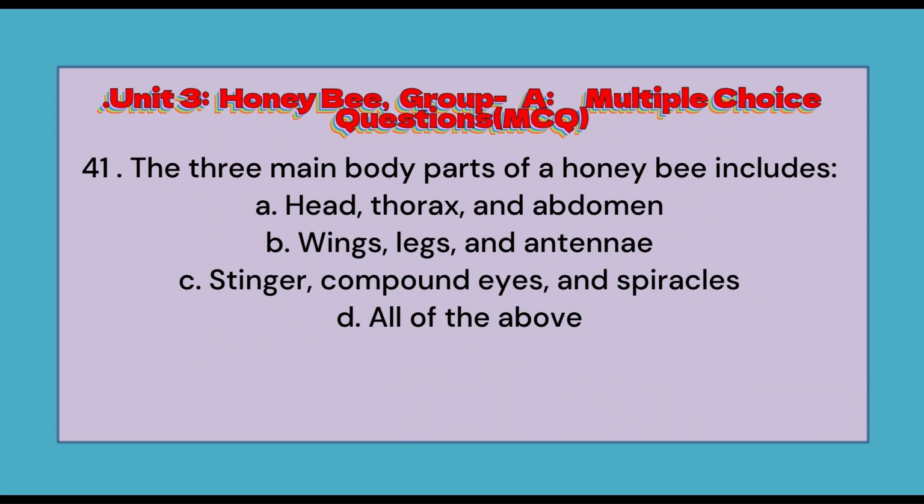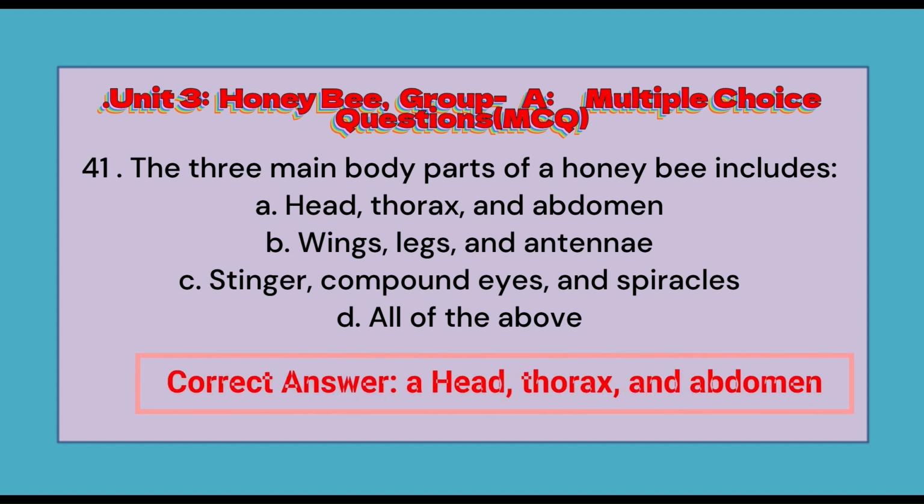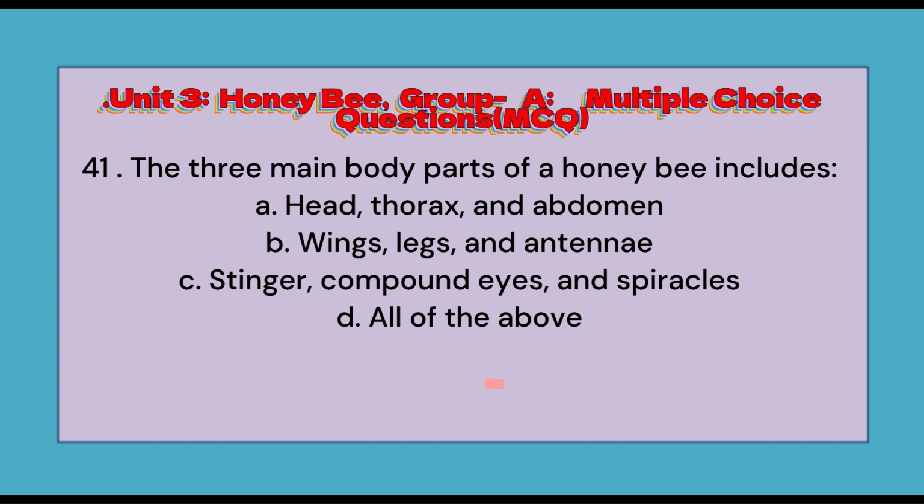41. The three main body parts of a honey bee include: A. Head, thorax and abdomen. B. Wings, legs and antennae. C. Stinger, compound eyes and spiracles. D. All of the above. Correct answer: A. Head, thorax, and abdomen.